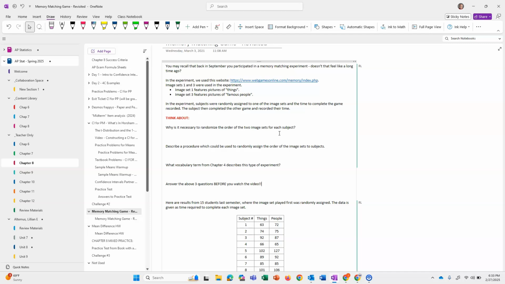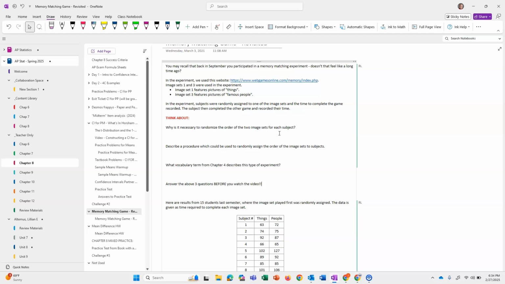Describe a procedure which could be used to randomly assign the order of the image. Well, you could use anything for this. I personally would say I love the hat method, or you could also do something with coins here. You could say each person's going to flip a coin. If they get heads, they're going to do image set 1 first and then do image set 3. And if they get tails, they would do the opposite order. And you would continue that until you have half the people doing image set 1 first and the other half the people doing image set 3 first.